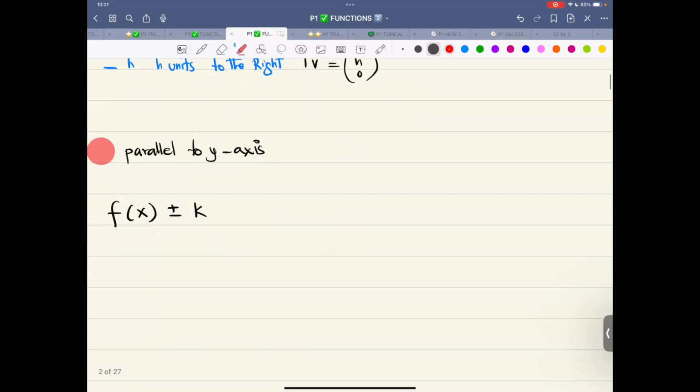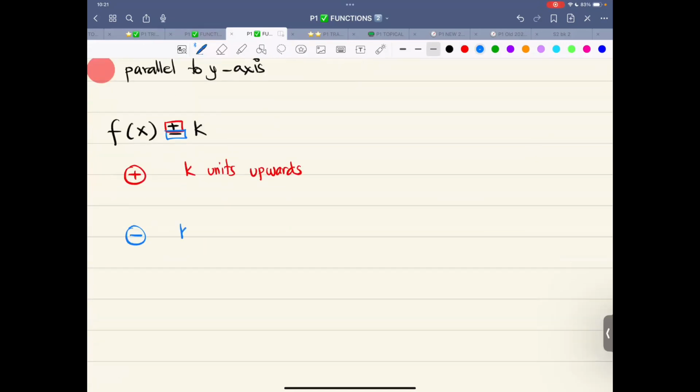Parallel to the y-axis. Now over here, again using the red marker, plus k means k units upwards, and negative k means k units downwards. So when we are moving k units upward, the translation vector is 0 and k. And when it's downwards, the translation vector is 0 and negative k.